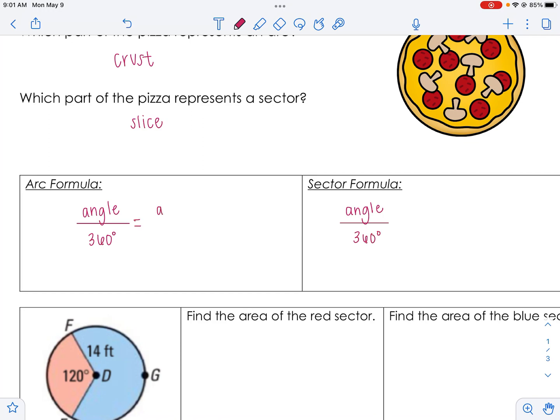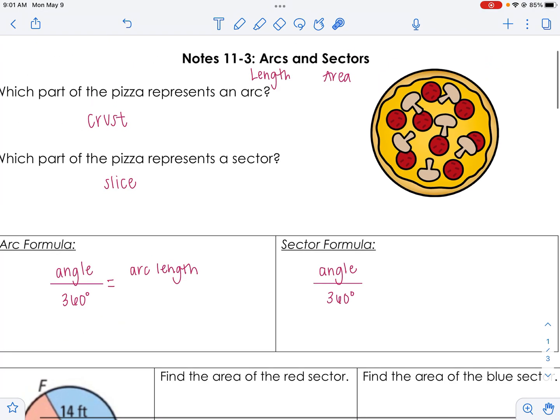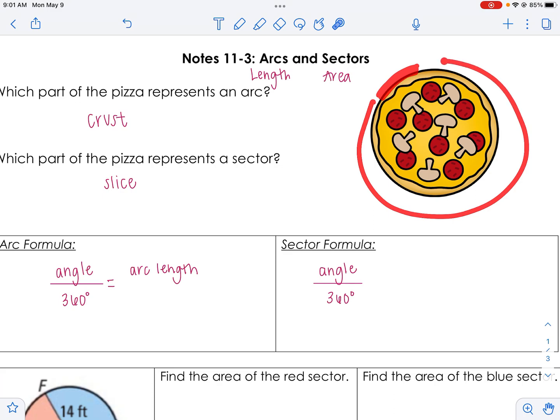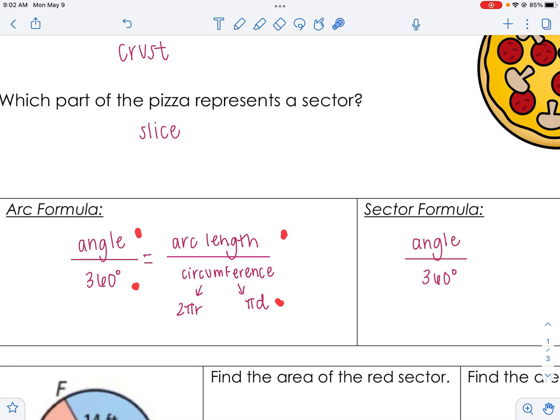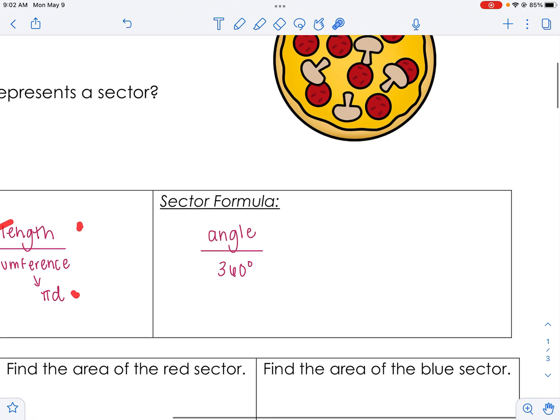And then to find that arc length, we're just setting up a proportion and comparing. So if you think about the crust or the arc, that piece is part of the whole, and the whole would be the circumference. So the angle over 360 equals the arc length over the circumference: part over whole. Now, we have two formulas for circumference: 2 pi r or pi d, so pi times the diameter. It doesn't matter which one you use, but we'll do part over whole, and then we just cross multiply. That's it.